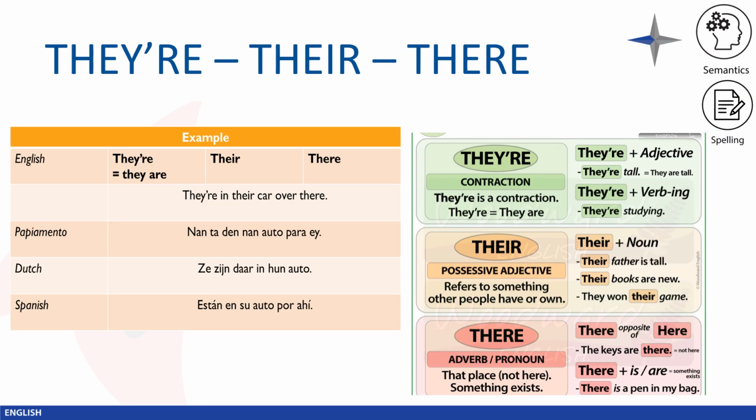Okay, these three are very funny. If pronounced fully, then you understand that the apostrophe RE is a contraction coming from the verb are: they are. Their, in the middle, is a possessive adjective, referring to something other people have or own, so their books. And there is, it's over there, an adverb or a pronoun. It's a place, a location. Look at the languages, how you would pronounce they are in their car over there.